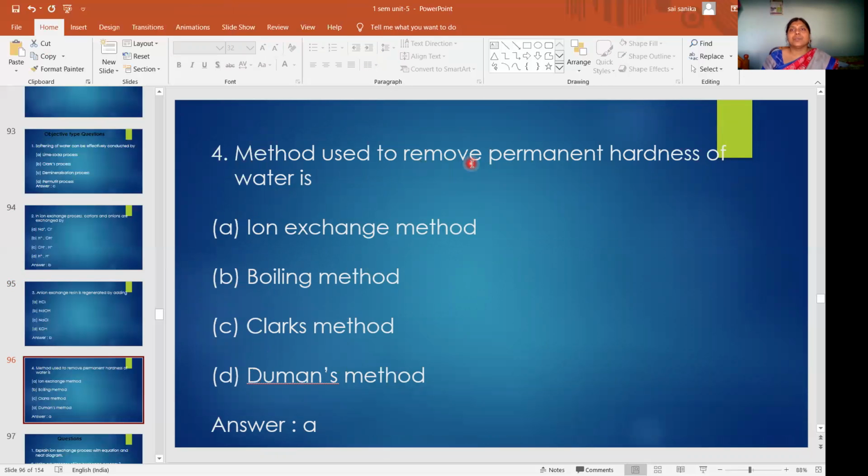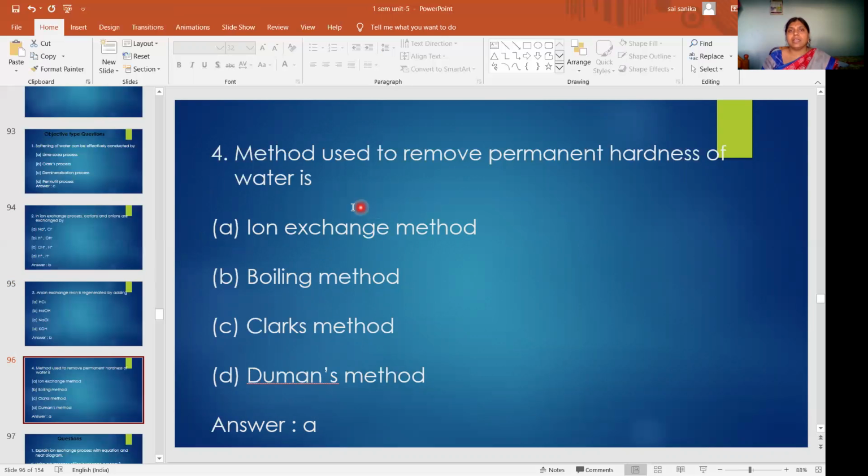Method used to remove permanent hardness of water is. So some methods are given. So which is the method to remove permanent hardness of water they are asking. So A, ion exchange method. B, boiling method. C, Clark's method. D, Dumas method. So just now we studied how to remove permanent hardness. What are the methods? Two methods.